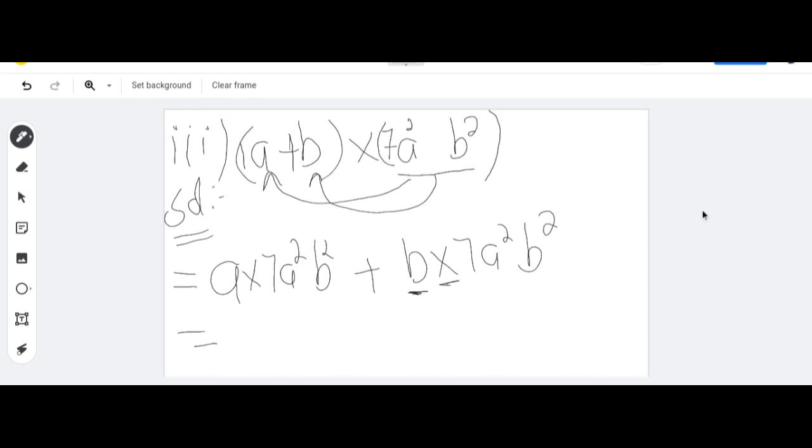Here it will look like 7, because a has a 1, 7 ones are 7. Then this is power 1, and the powers will add, it will give a cube, then b square. Is it? Yes. And there again 7 ones are 7, a square will remain the same, but there is a b, so it will become b cube. Understood? Yes, ma'am. Any confusion? No, ma'am. Can I do the fifth part now?